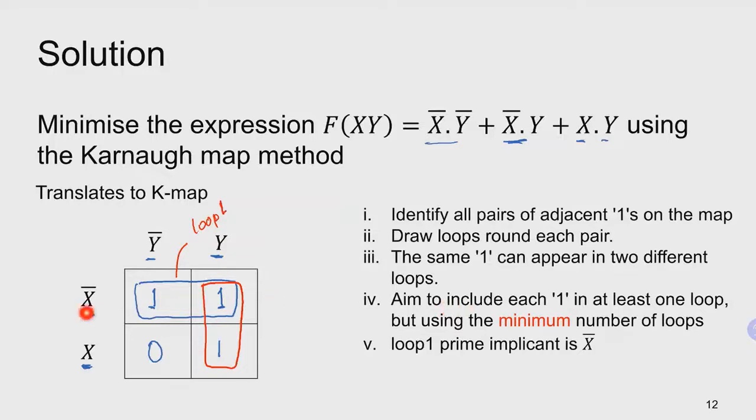Okay, you can see that in this loop here, x bar hasn't changed, whereas the variable y going across the loop goes from y bar to y. So the variable y has changed state from y bar to y, so we can eliminate it. So the prime implicant for this loop 1 is x bar.